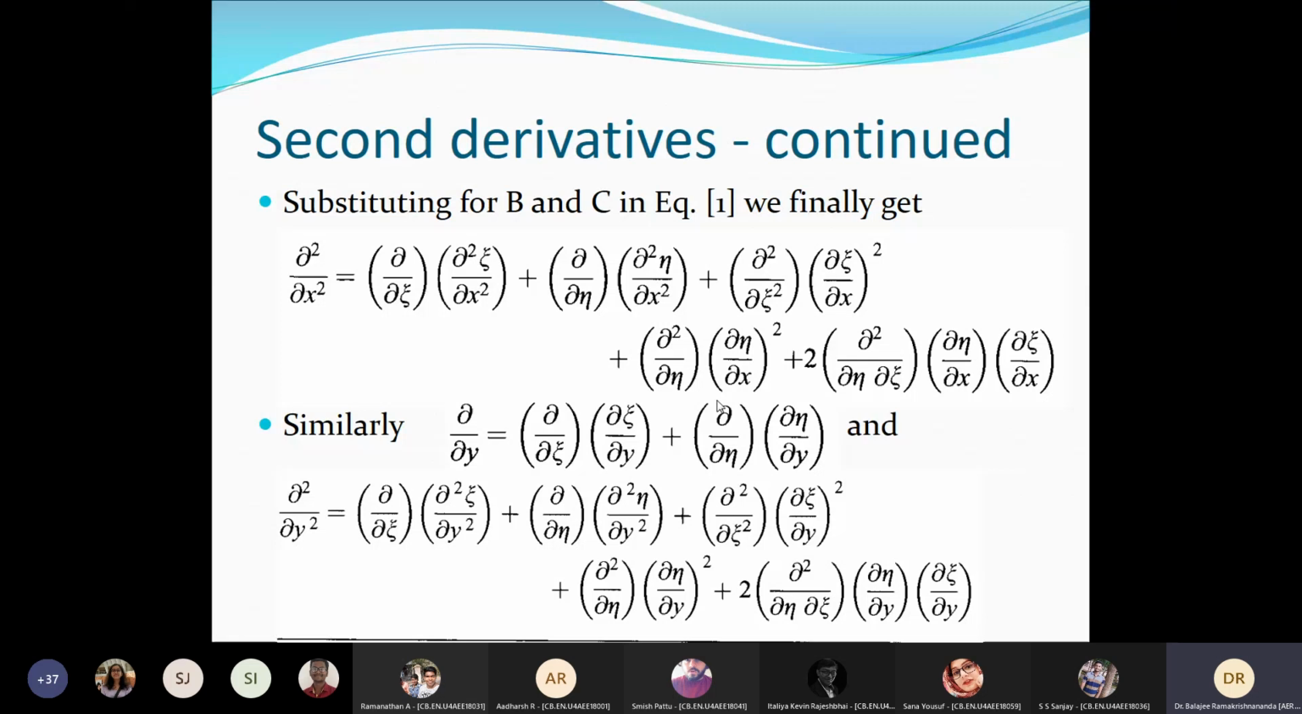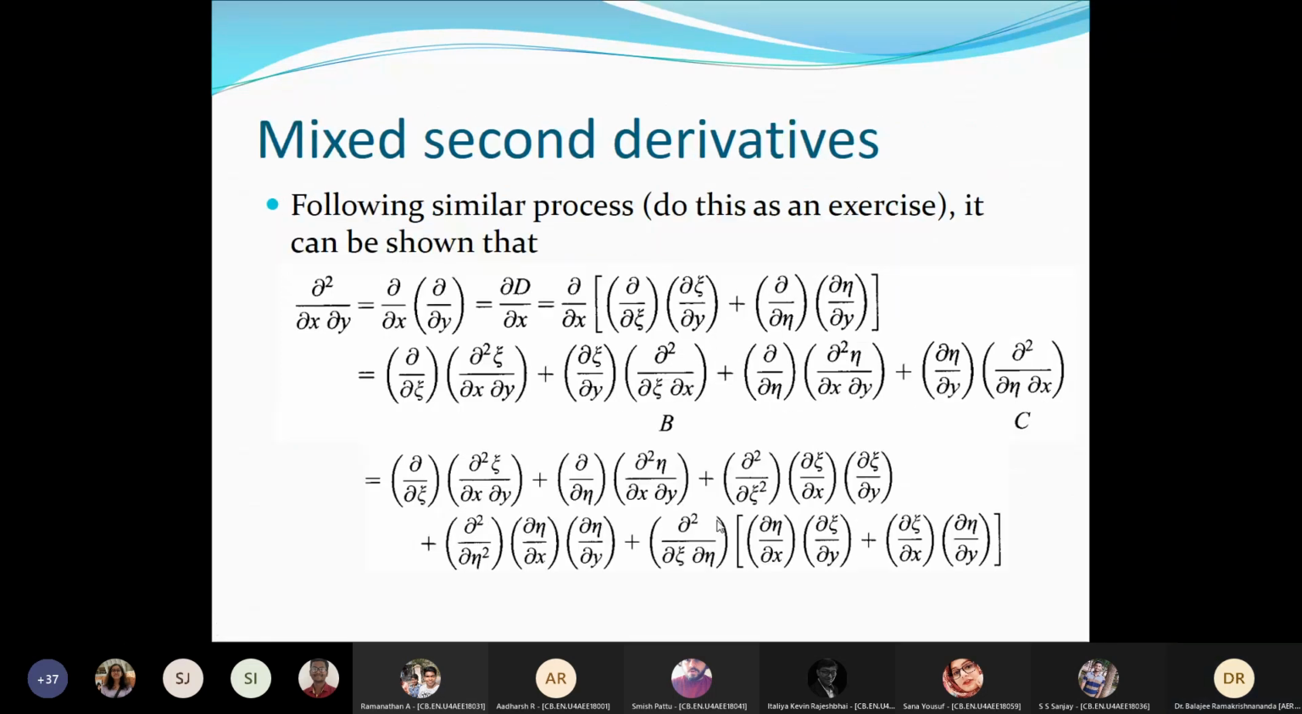Then they act on u. So instead of the blank, you put u inside: ∂²u/∂ξ², etc. Similarly, ∂/∂y is this, and ∂²/∂y² is this. I leave it to you as a homework. Or maybe I give it as an assignment later. Do it as a homework. If you don't want assignments from me, do this as a homework.